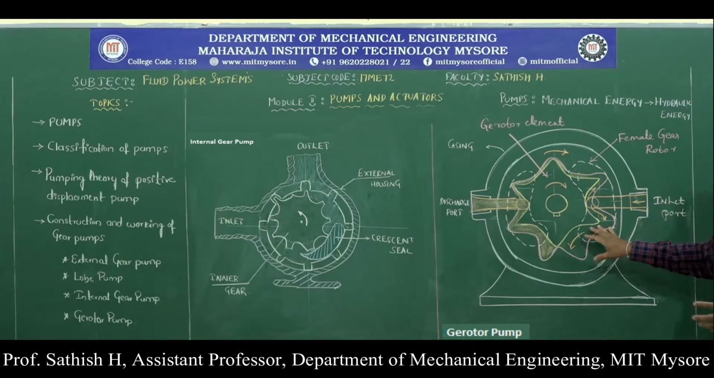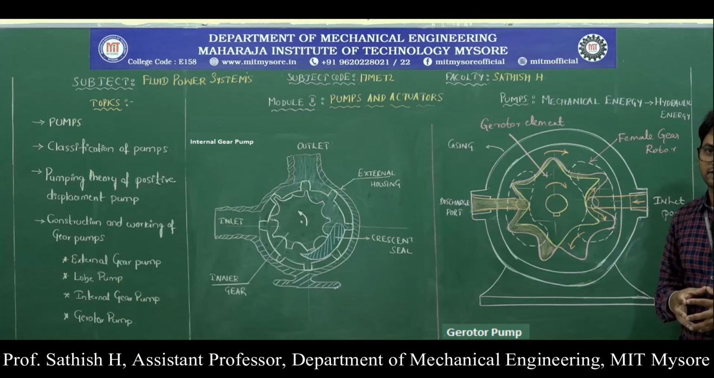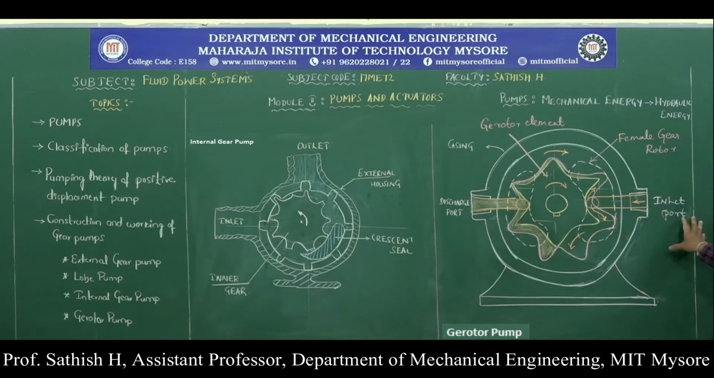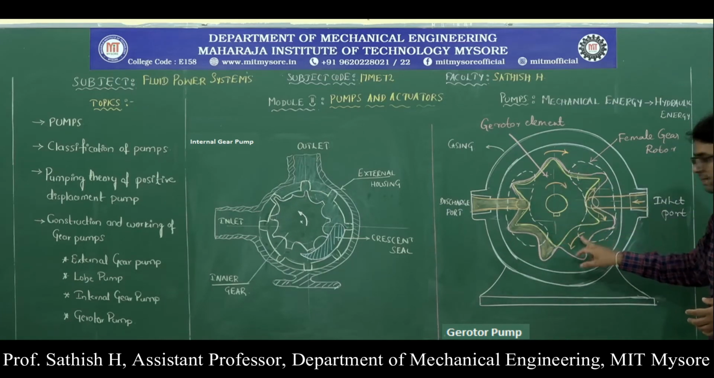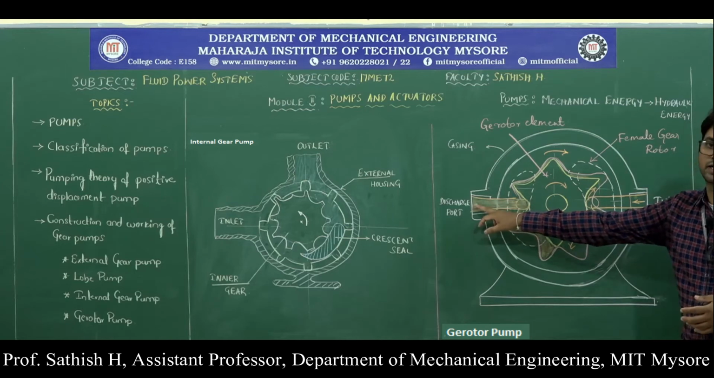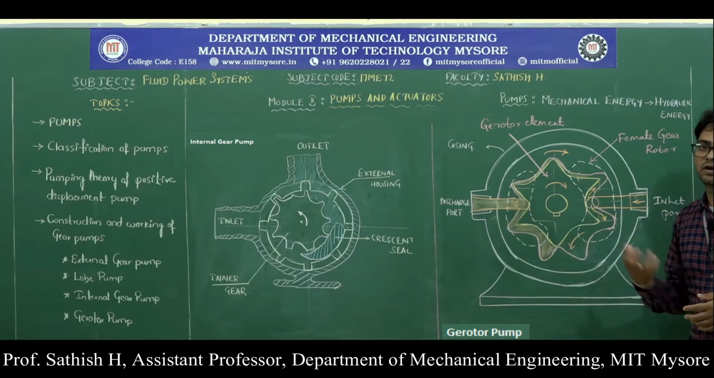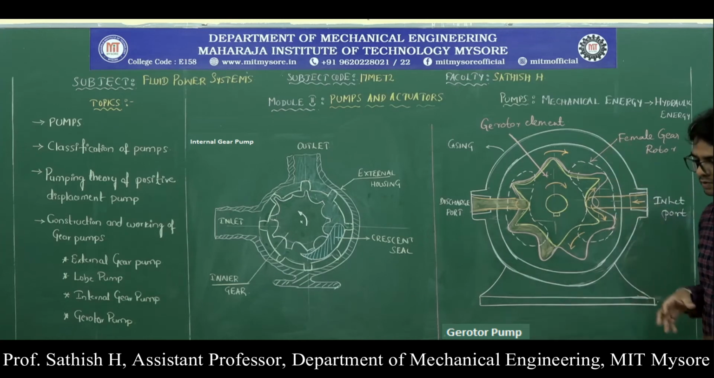When either of the gears is driven, suction is created because a vacuum pressure below the atmospheric pressure is created, due to which the oil is drawn to the inlet port of this G rotor pump. This oil is carried in the space between the female gear rotor and the G rotor elements. As this rotates, whatever fluid is carried between these two elements is discharged at higher pressure to the discharge port. So that is how the working of this G rotor pump happens.